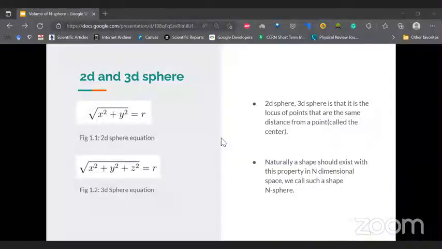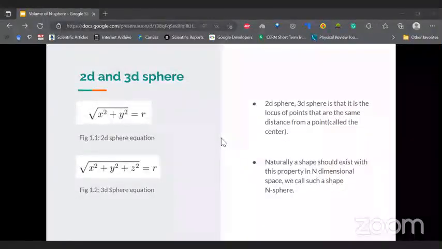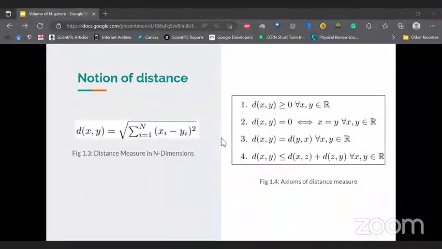We know that in 2 dimensions, the distance is given by the square root of x squared plus y squared, and the square root of x squared plus y squared plus z squared in 3 dimensions. So if we equate them to a constant, we can define a sphere in the respective dimensions. Now it is evident that we need to generalize the notion of distance in order to define a sphere in n dimensions. If we had 2 points given by x1, x2, x3 till xn and y1, y2 to yn, then we can define a notion of distance d(x, y) as shown in figure 1.3.